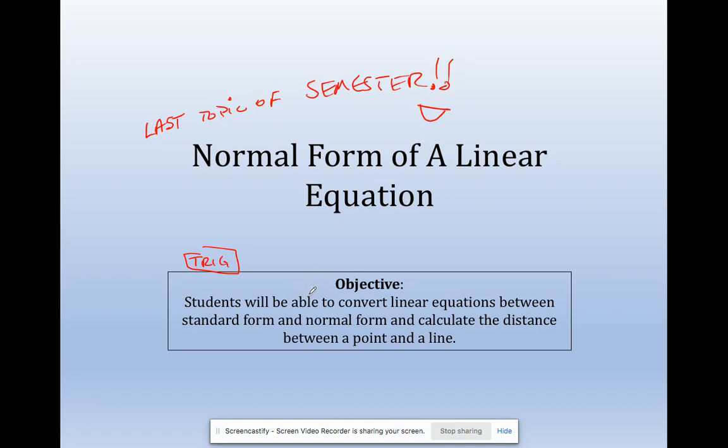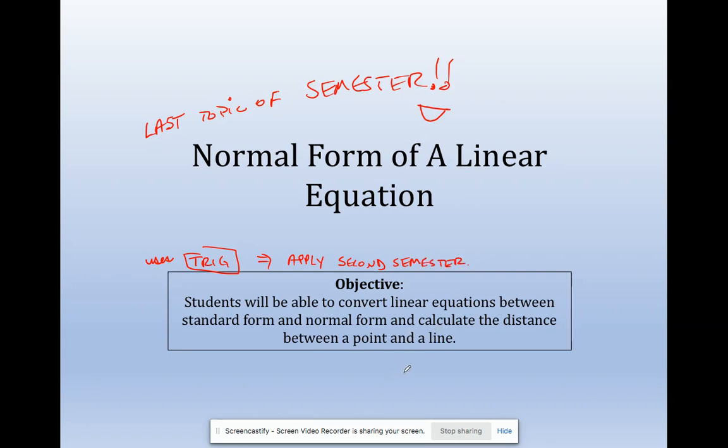but it really is not tied to solving trig equations or proving trig identities. It is an objective that uses some trig, but where you're going to actually apply this won't be until second semester. And not the beginning of second semester. It'll be like the end of third quarter, beginning of fourth quarter.